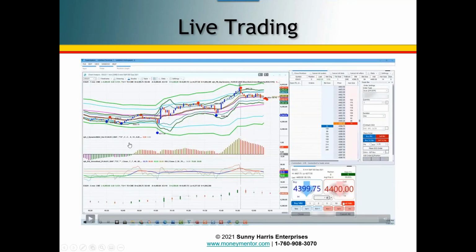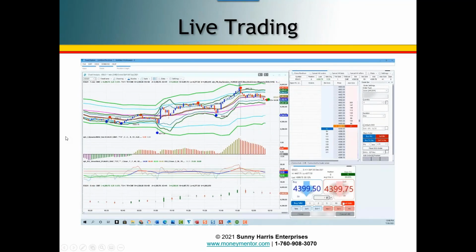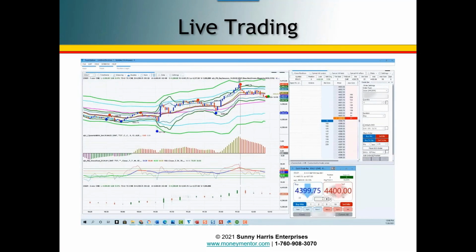And you can hear the little sound. You hear that? Bing and bong. Bong means price is going down. Bing means price is going up. And I keep that on my chart so that if I happen to look down at my keyboard, I can still hear and tell where the market's going.